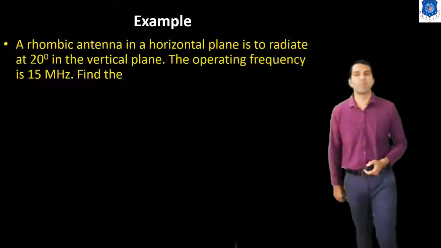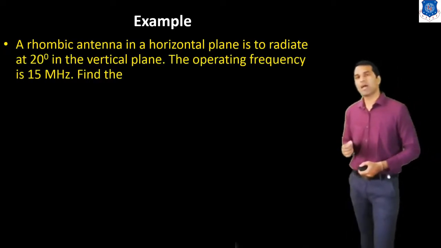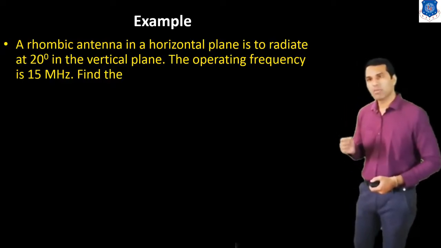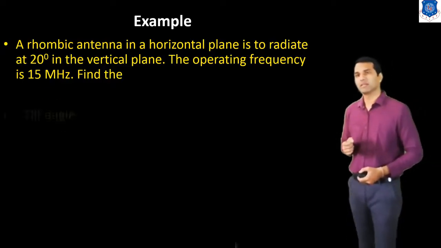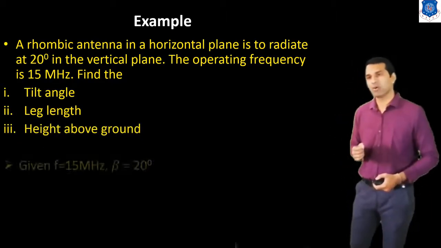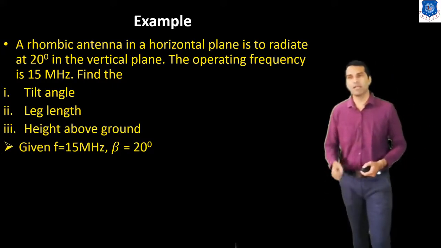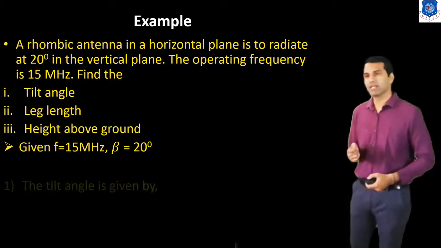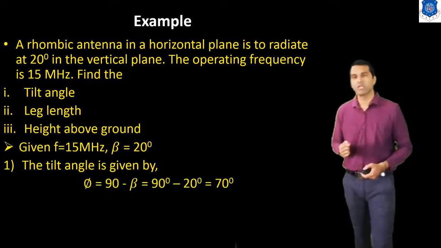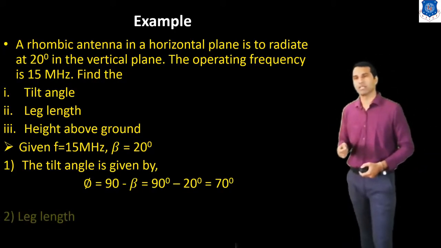Now we calculate one example of the rhombic antenna. A rhombic antenna in the horizontal plane is to radiate at 20 degrees in the vertical plane. The operating frequency is given as 15 MHz and we have to find the tilt angle, leg length and height above the ground plane. So we are given the frequency as 15 MHz and the beta tilt as 20 degrees. First we calculate the tilt angle. We know that φ = 90° − β. So we get φ = 70 degrees.